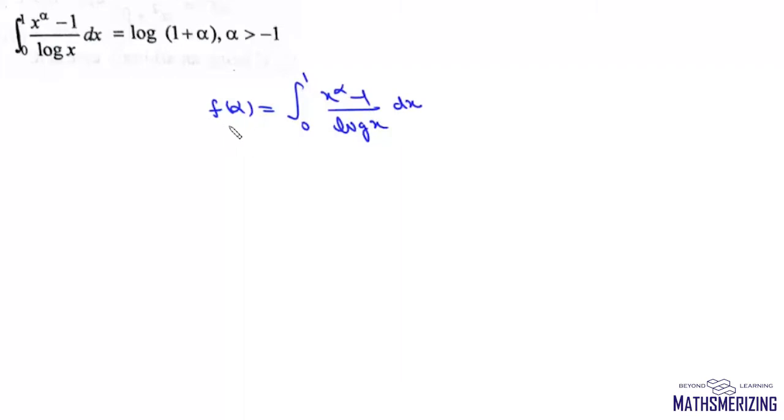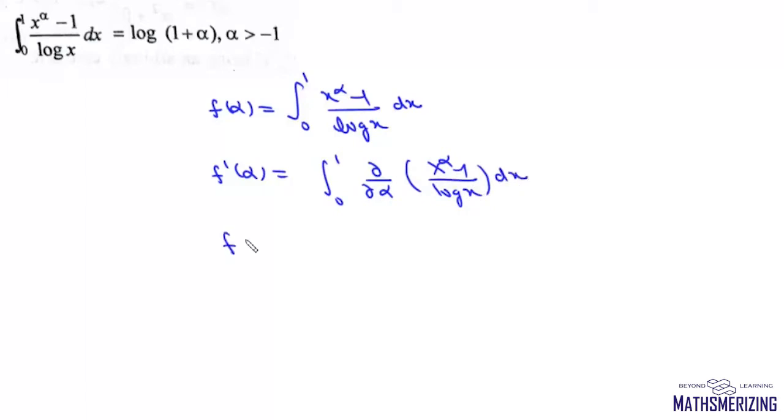Now we'll differentiate this function with respect to alpha. So we'll write this as f dash alpha, and on the right hand side we'll use Leibniz Integral Rule. So it'll be this integral from 0 to 1 and then the partial derivative of this function with respect to alpha, so del by del alpha of (x to the power alpha minus 1) upon log x dx. Now log x is constant.